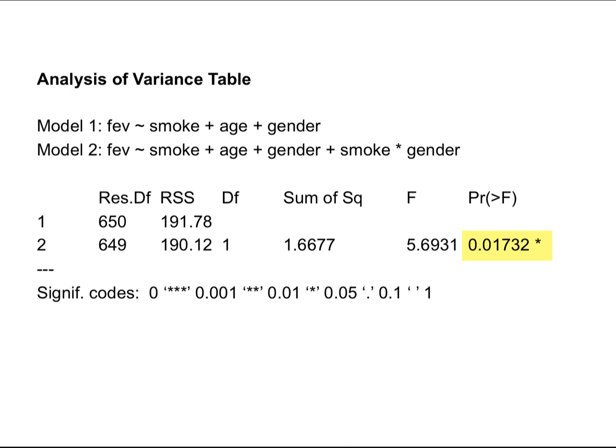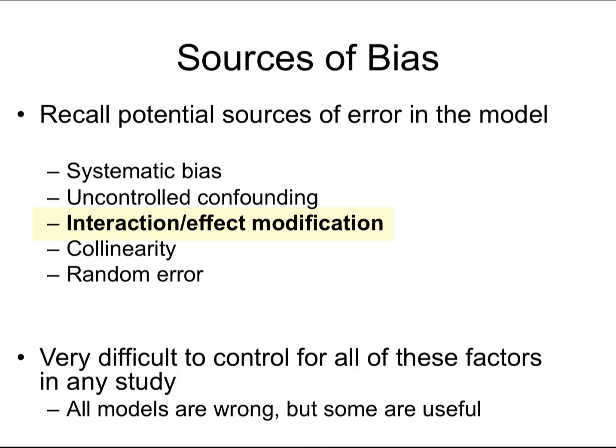So we should keep the interaction term in our model because this suggests that the effect of smoking on FEV is modified by gender. Remember that effect modification is a source of bias. If we didn't detect the interaction that we just did, this would bias our results.